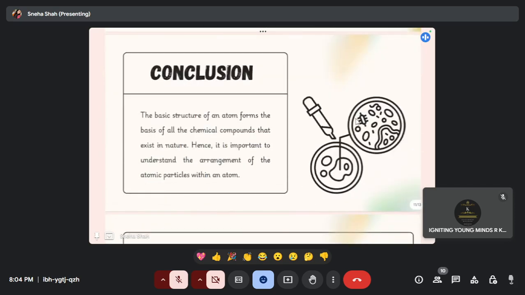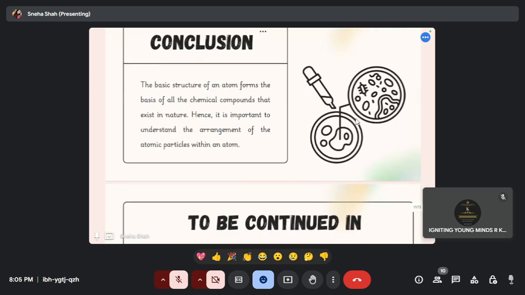So here is the conclusion of the session. Why you needed to understand these particular aspects was that the basic structure of an atom forms the basis of all the chemical compounds that exist in nature. Hence, it is important to understand the arrangement of atomic particles within an atom. Just knowing that matter is made up of atoms is not enough to understand why the arrangement of particles is important.